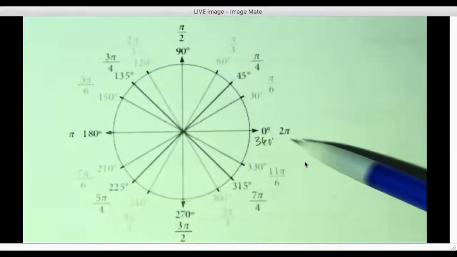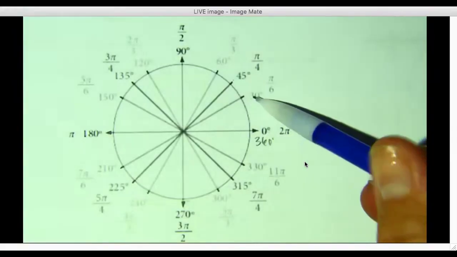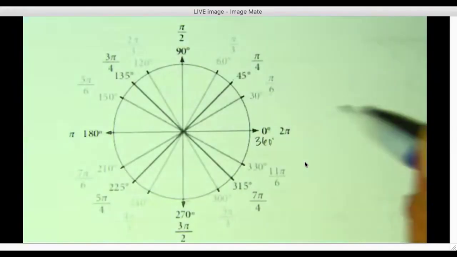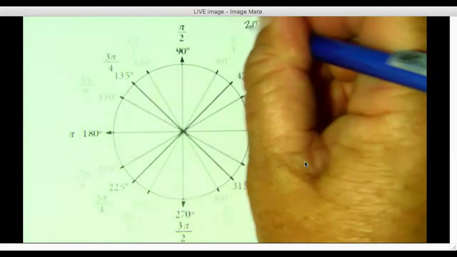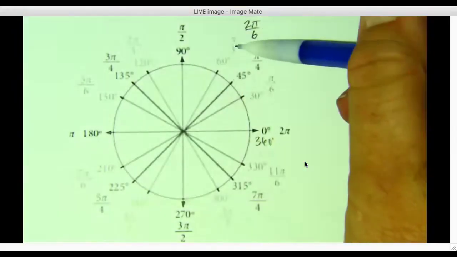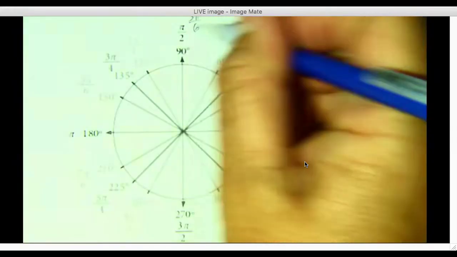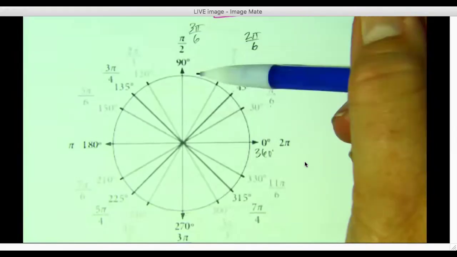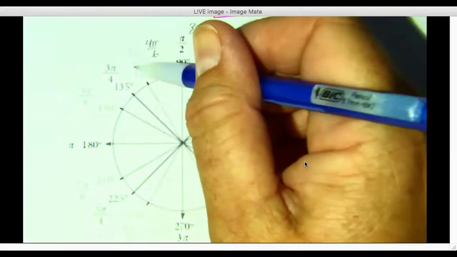We can do the same thing with radians. So if I start out at 0 and start counting 30, 60, 90, 30 degrees is pi over 6. So 0, 1 pi over 6, 2 pi over 6, which reduces to pi over 3. 3 pi over 6, which reduces to pi over 2, since 3 and 6 reduce. 4 pi over 6, which reduces to 2 pi over 3.